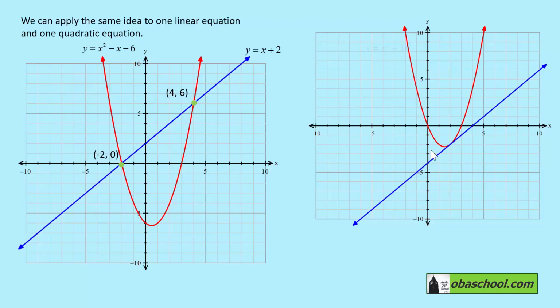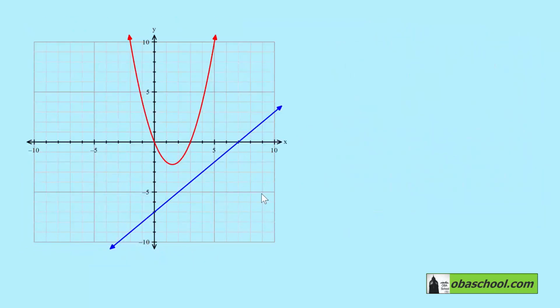In this case, we have y is x squared minus 3x and y equals x minus 4. In this case, they just touch here. The line is a tangent to the curve. And so there's just one solution. X is 2 and y is negative 2. We can also have a situation where there are no solutions because the line does not intersect the curve.